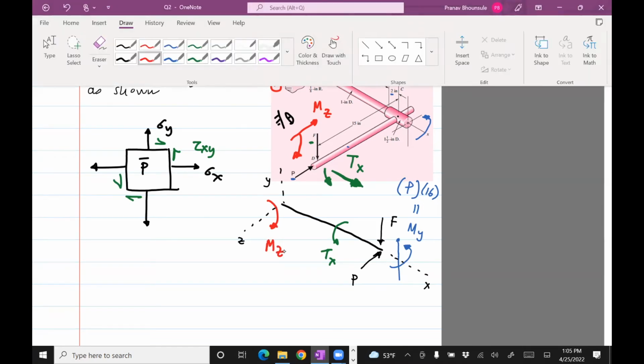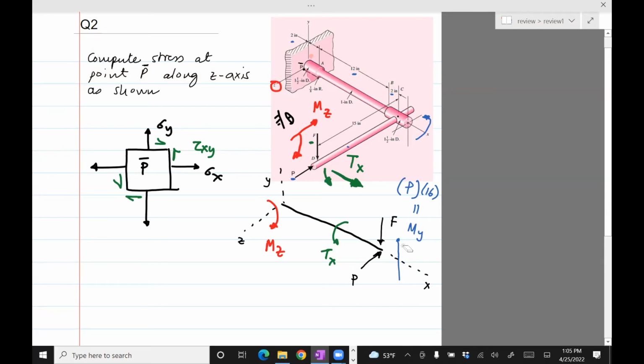Okay, to make this less confusing, here's my suggestion. Instead of drawing it this way, just draw it on the axis. MY. Yeah. We'll get to that later. Let's just identify the moments and torques. Next step would be to get the stresses. We'll get there. So I said this is an easier way. Just put the moment on the axis, and that way it's less confusing. So this is 16 times P. Let's compute TX and MZ.